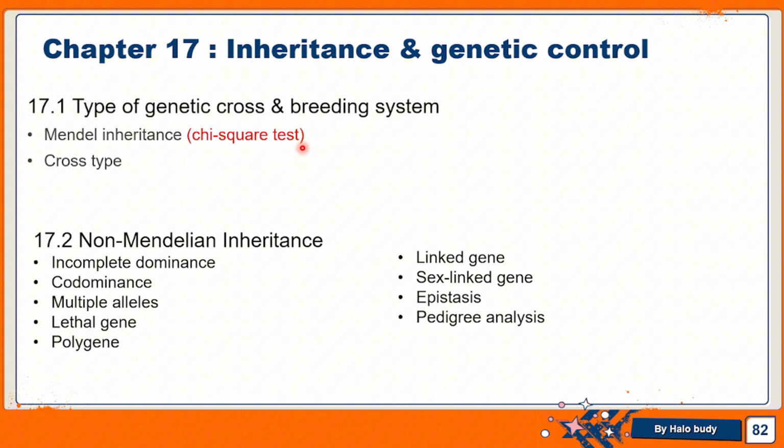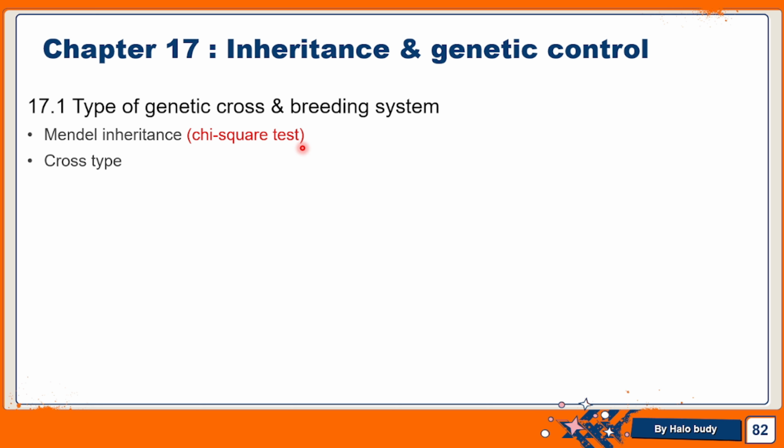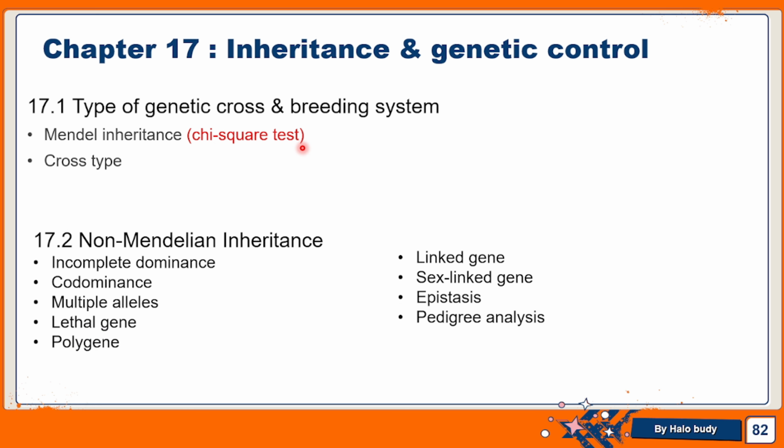So in biology, in this semester, there are many mathematical questions. I already mentioned that chapter 16 has 1 mathematical question. This chapter has 1 chi-square test. You need to use this chi-square test to prove Mendelian inheritance. You still remember Mendelian inheritance? You have dihybrid and monohybrid inheritance, right? Law of segregation, law of independent assortment.